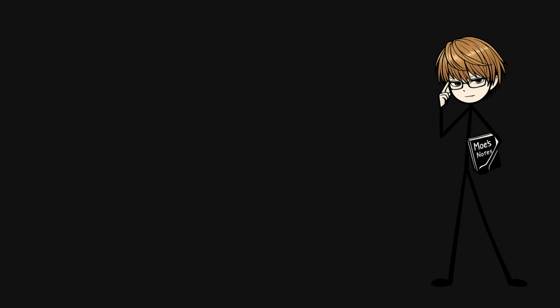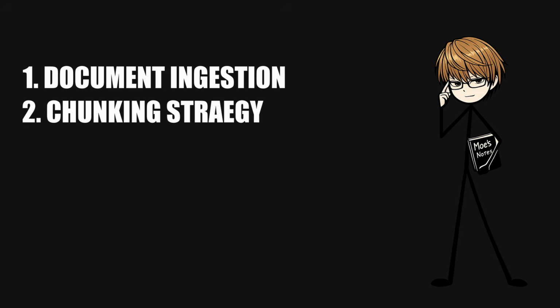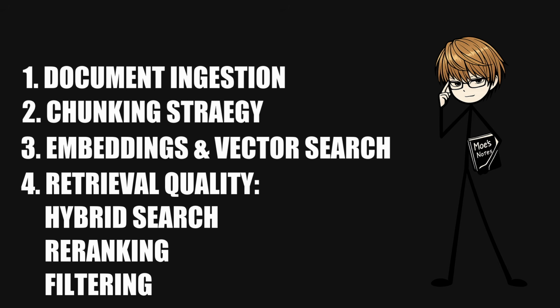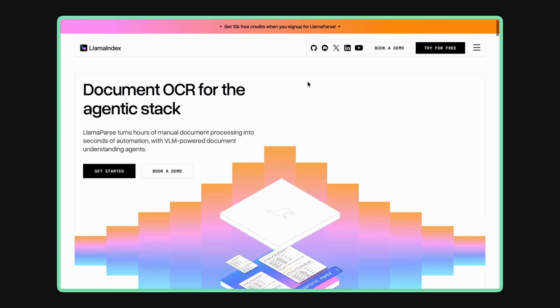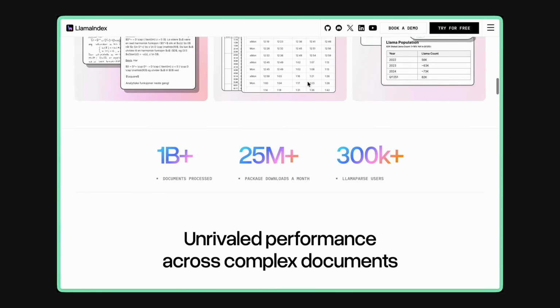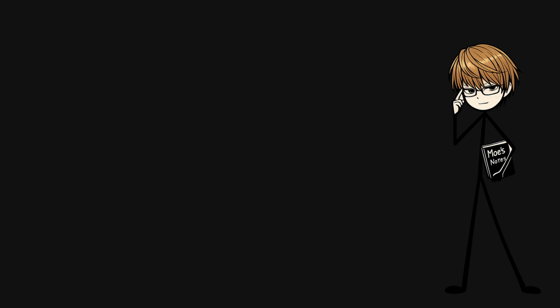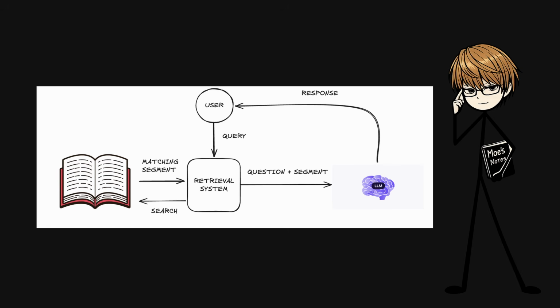You should be familiar with these topics: document ingestion and pre-processing, chunking strategy, embeddings and vector search, retrieval quality like hybrid search, re-ranking, and filtering. For this, Llama Index is also a really good source, especially if you want to understand document ingestion and retrieval heavy systems. Langchain is also useful if you want help composing pieces together, but make sure you understand the logic underneath. And for a project, take a bunch of PDFs like your college textbooks or company docs and build a chatbot that can answer questions about them with proper citations.